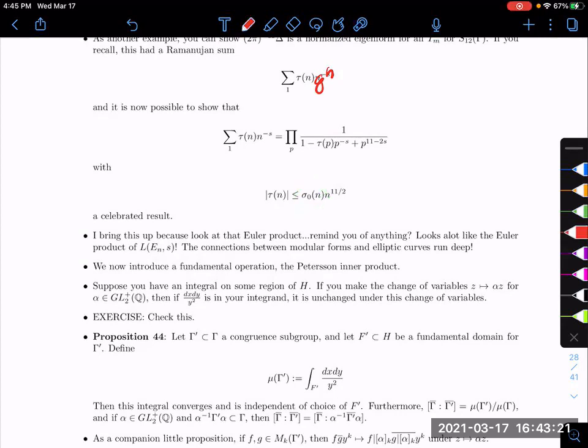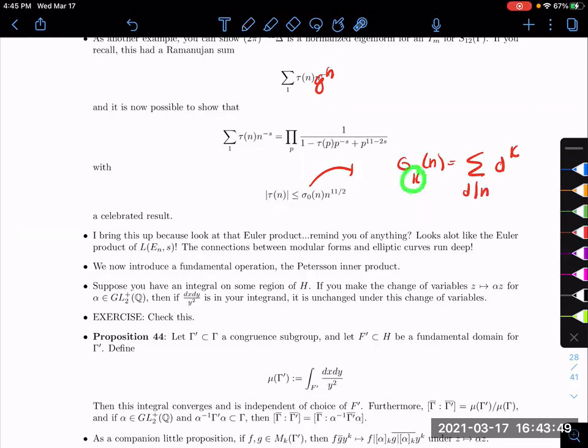And remember, what is this sigma naught? Remember, sigma sub d in general, sigma sub k of n, was the sum over the divisors. I'm sorry, I'll use the letter k, I don't really want to use the letter d. It's the sum over all the divisors of n of the divisors to the k power.